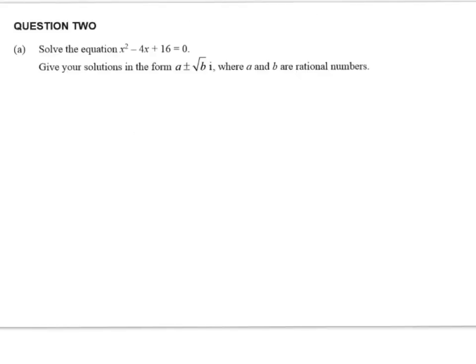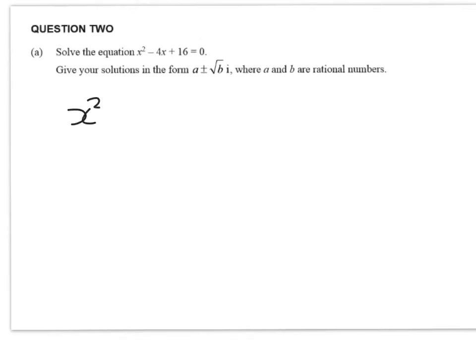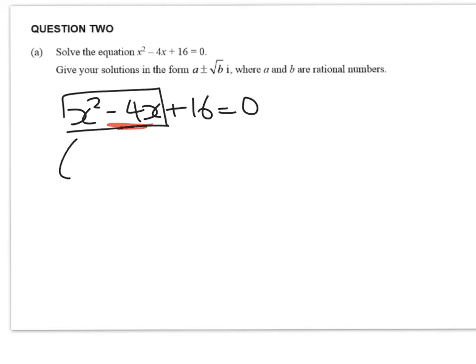Okay, the first one is a simple quadratic. We've got x squared minus 4x plus 16 equals 0. I'm going to do this using completing the square. I'm making that decision because this is an even numbered coefficient with the x. So I put a little box around that and off we go.